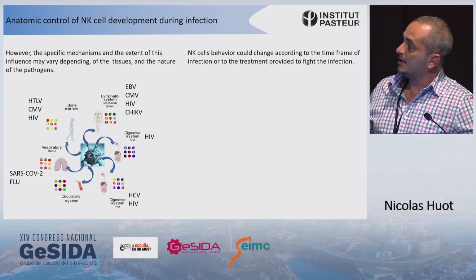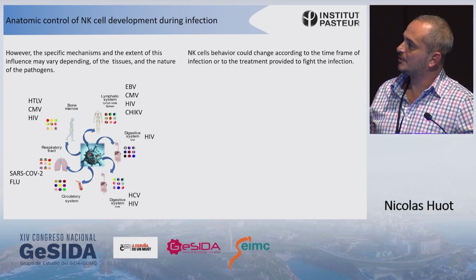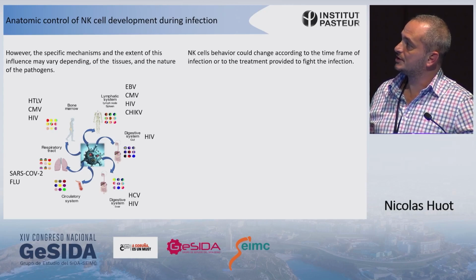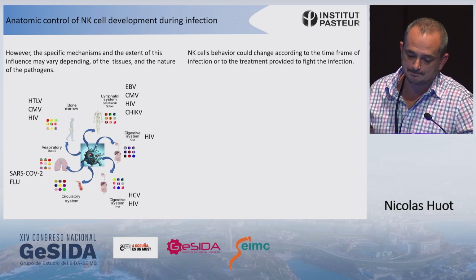And if you look at HIV, for example, which is the main aspect of this presentation, HIV targets all the tissues at the same time. So HIV will impact NK cell heterogeneity drastically.